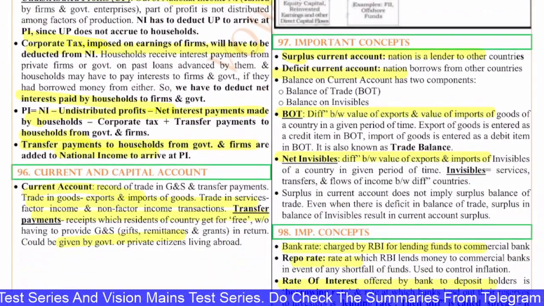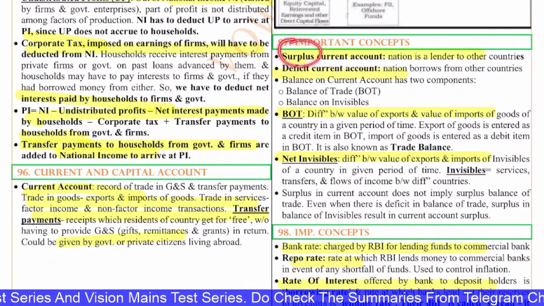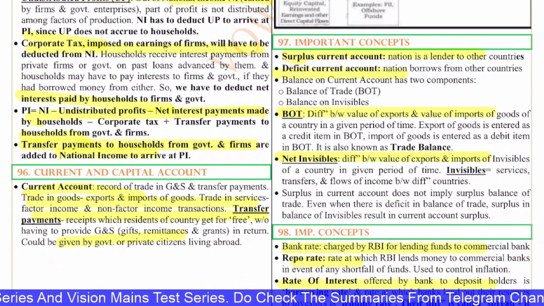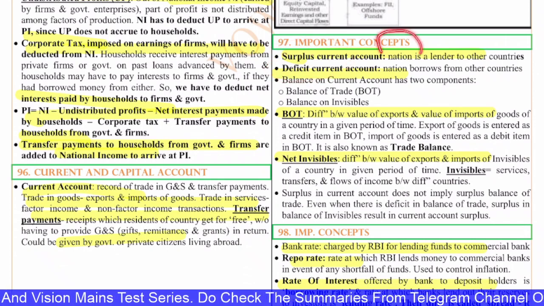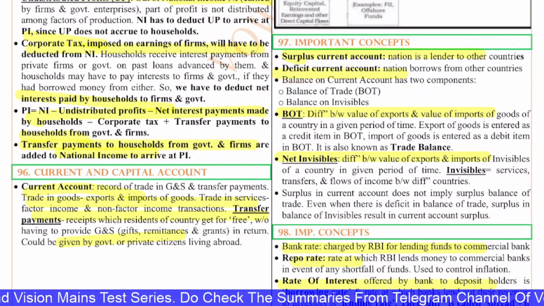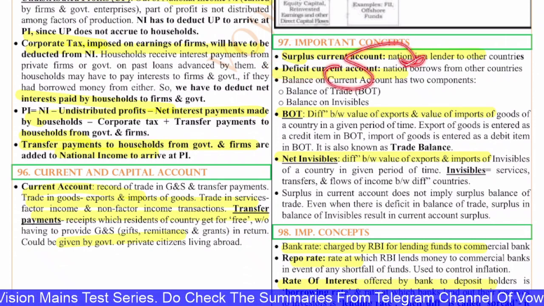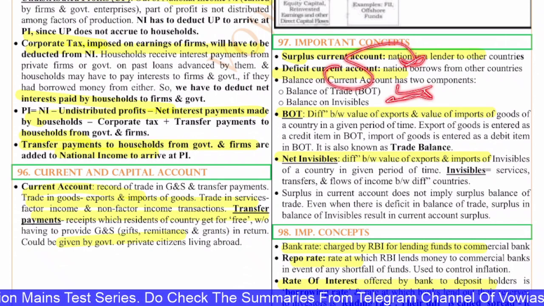Next, the 97th question is on some important concepts. Surplus current account, where the nation is the lender to other countries. Deficit current account, that means the nation borrows from other countries. Balance on the current account has two components: balance of trade and balance of invisibles.